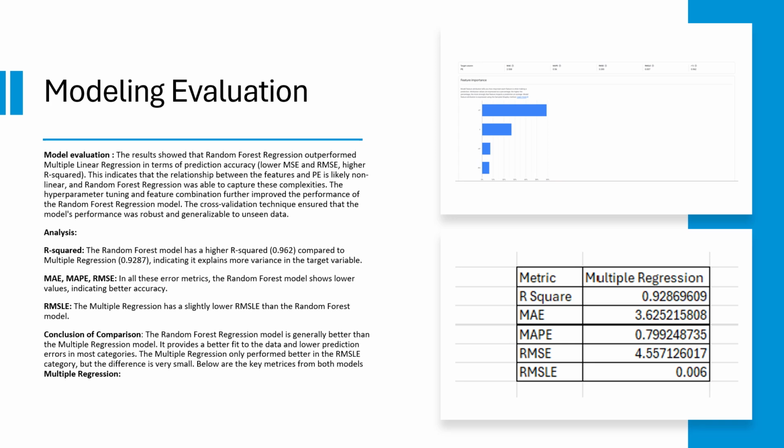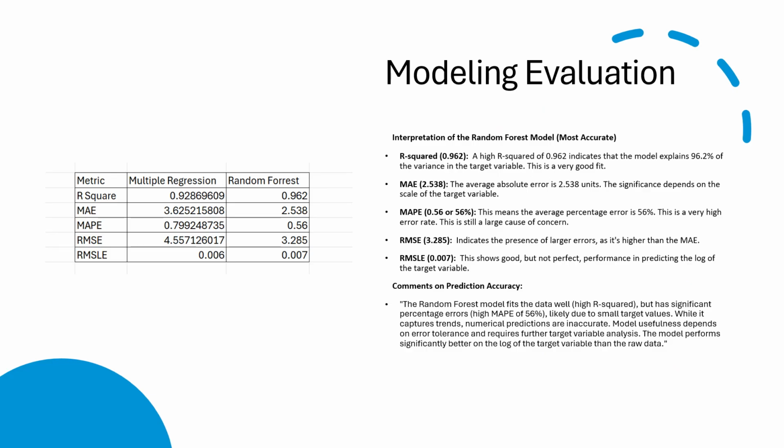When I evaluated these various models, what I found out is that the random forest regression model is generally better than the multiple regression model. You could see various metrics I use like R square, mean absolute error, mean absolute percentage error. And what I found out is that the random forest regression model performs way better than the multiple regression model. And I'll explain my model evaluation in this slide.